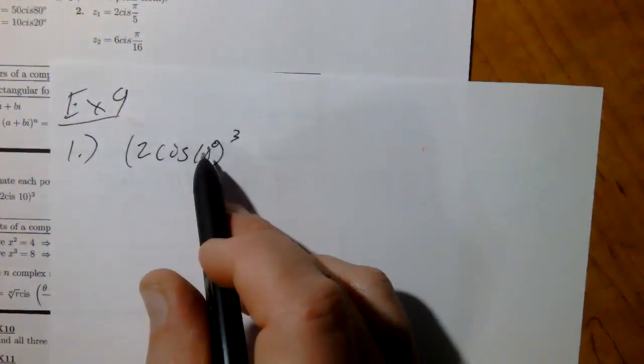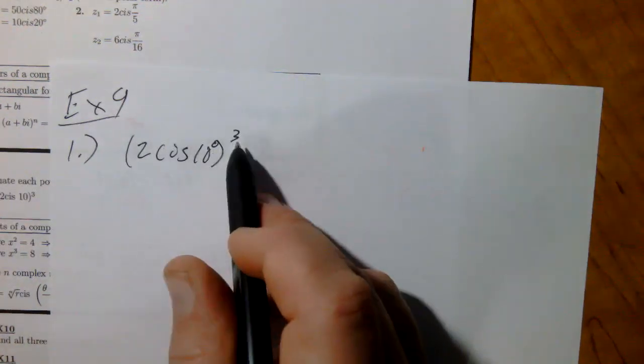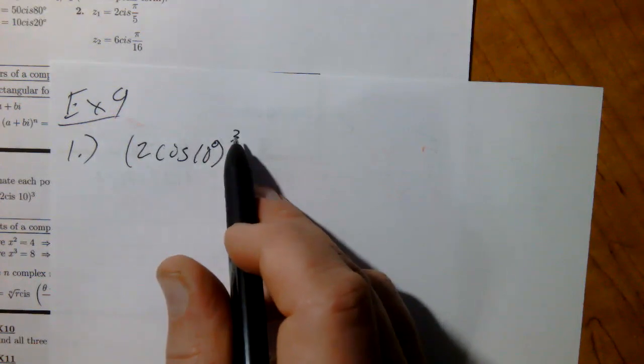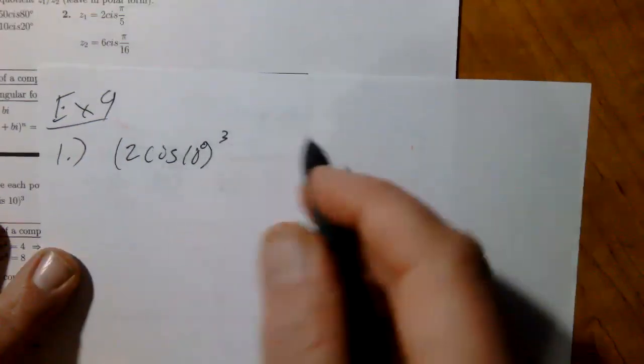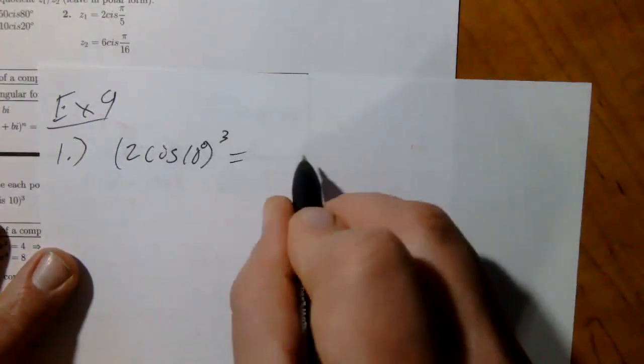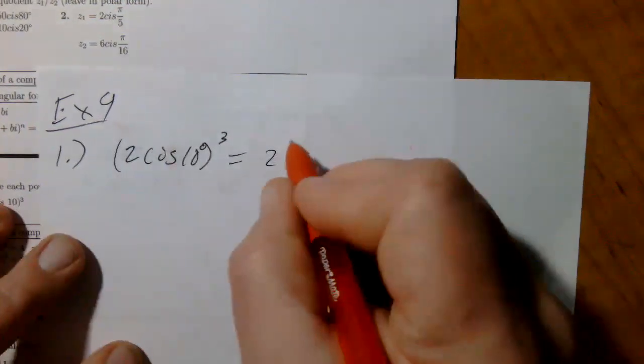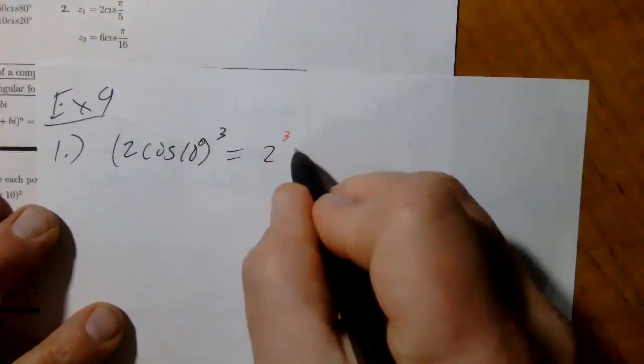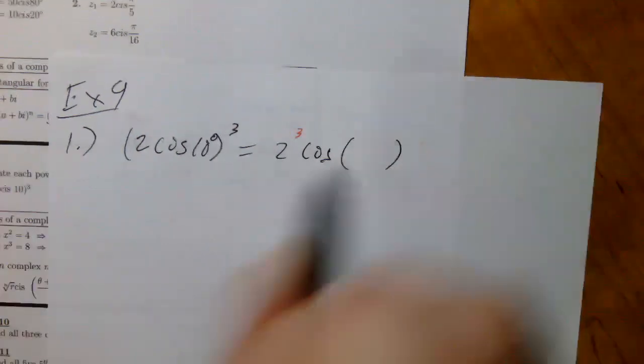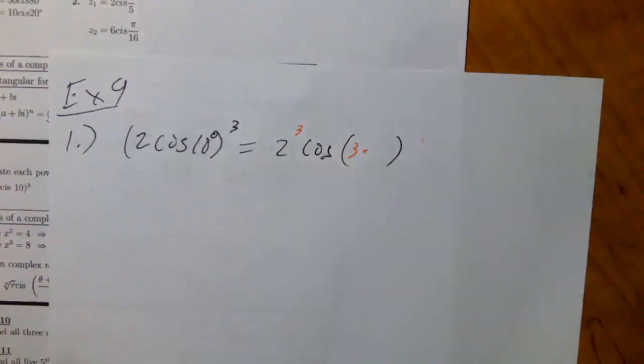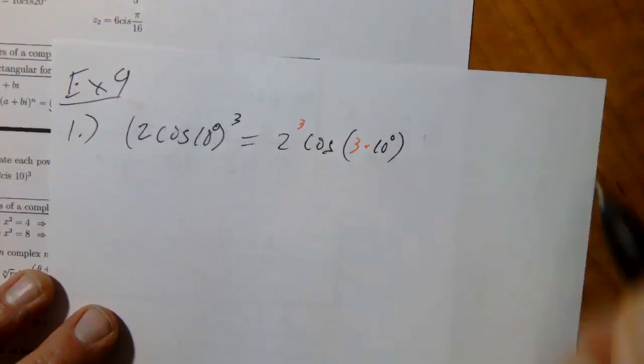But whatever. So 2 cis, let's pretend it said degrees. Okay, the idea is the same. But I want to raise it to the 3rd power. So again, you could sit there and write it out 3 times, but the short version is literally going to be 2 raised to the 3rd power, and then cis 3 of those 10s, right?